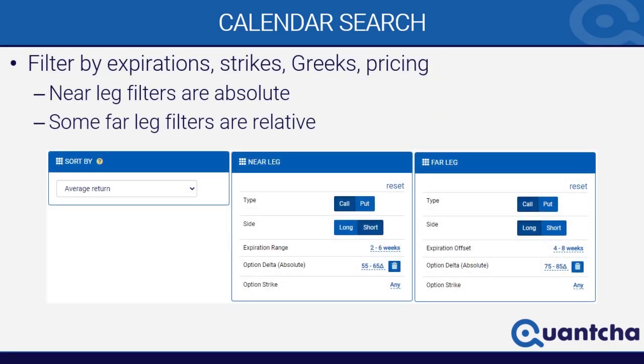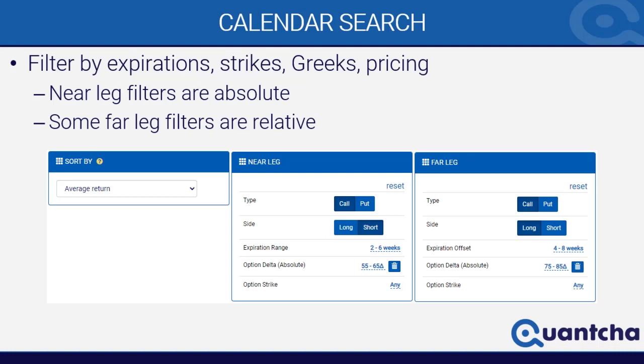The calendar search also provides a unique set of filters, specifically for expiration, strikes, Greeks, and pricing. And these are things that are intended to be specific for the calendar experience to help you zero in on the kinds of trades you'd be looking for when you do a calendar trade relative to a vertical trade.